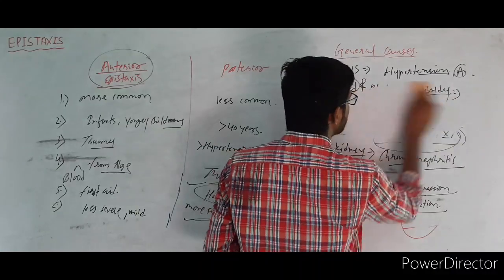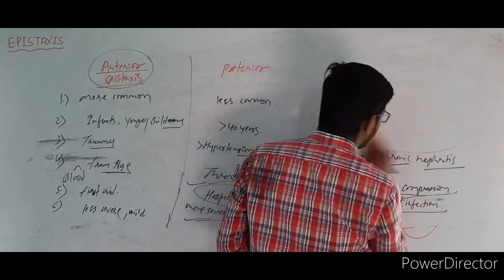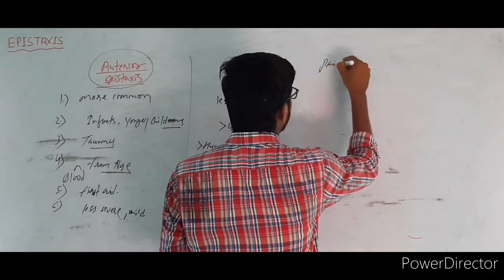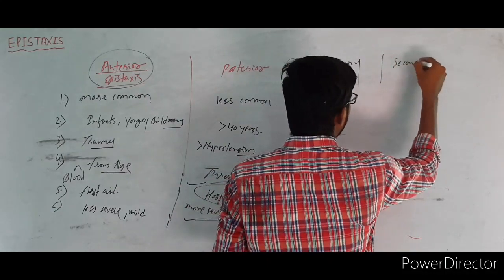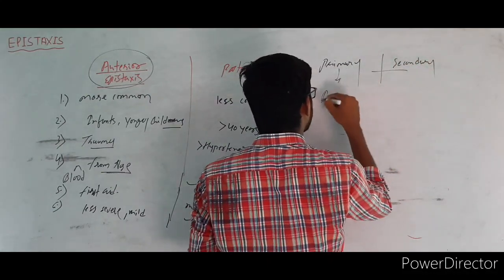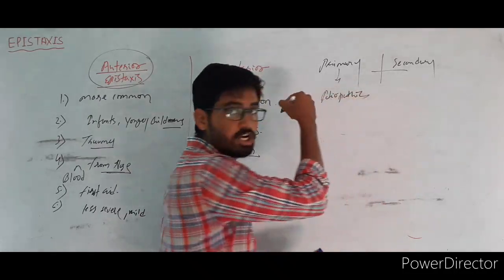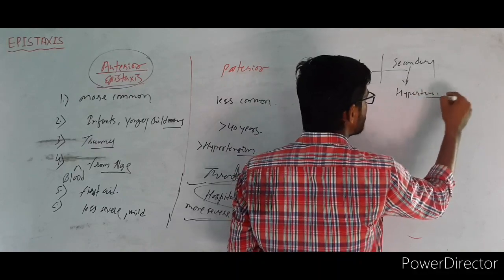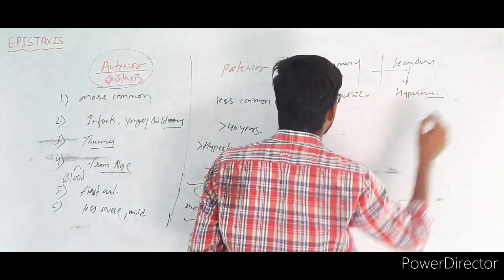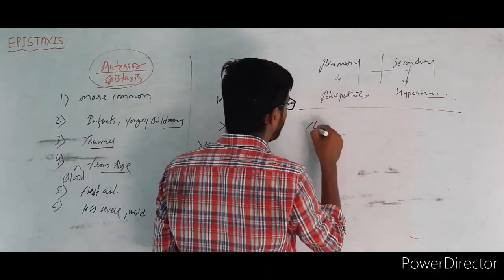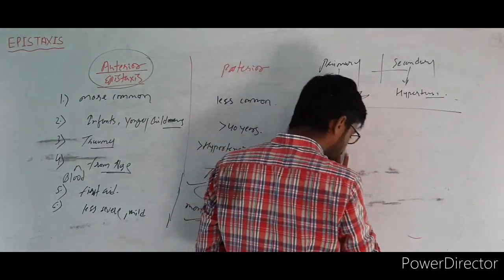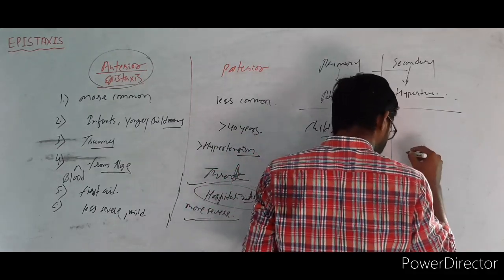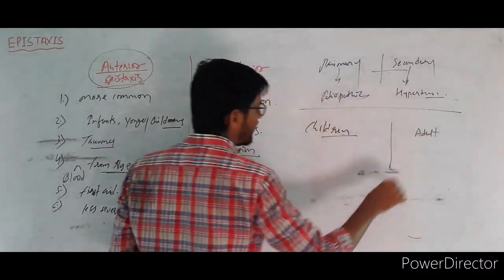classification. In some books another classification is also given, like primary and secondary classification, right? Primary is idiopathic. And secondary is due to hypertension or arteriosclerosis. In some books it is given like children's epistaxis and adult epistaxis.